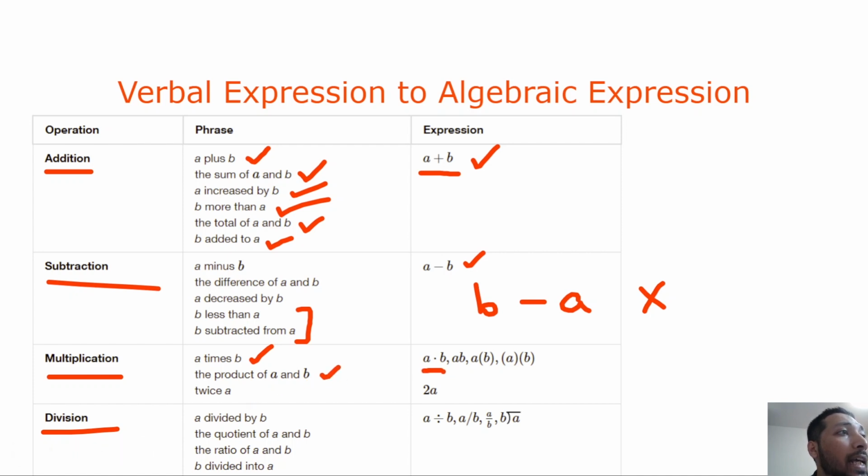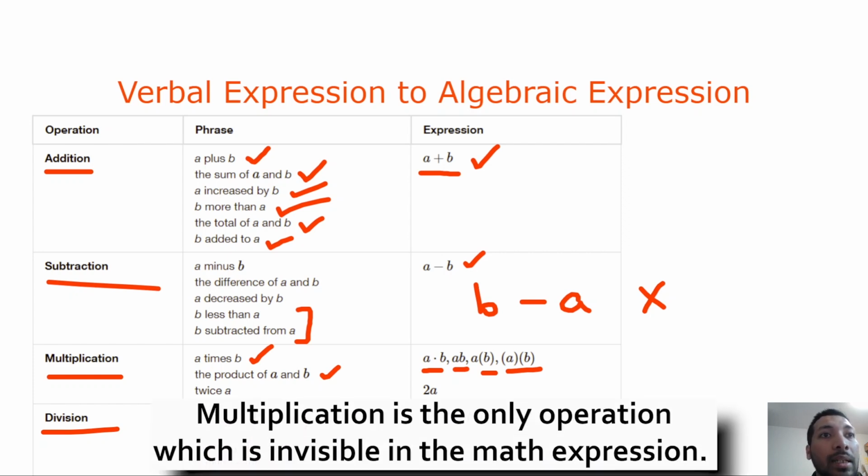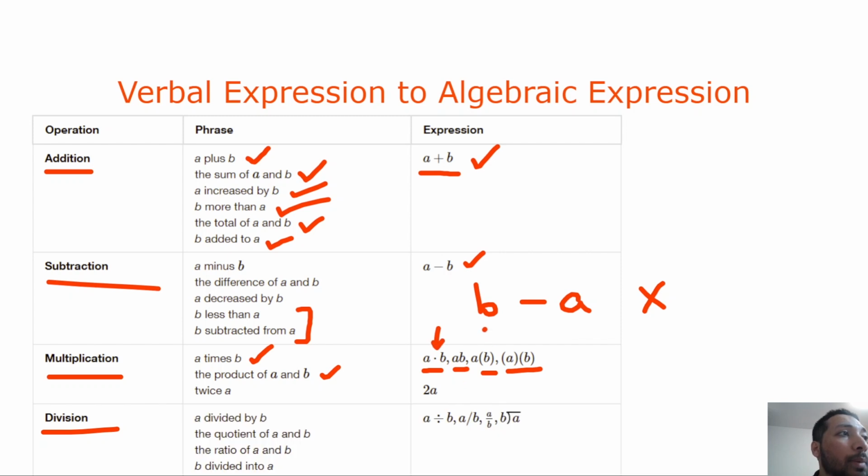This represents as a dot b or ab or a parenthesis b, or within parenthesis a times within parenthesis b. All these are representing same as a times b or the product of a and b. Now the next multiplication we have is twice a. We can write this as 2a. Now you can see that multiplication is the only operation which is not shown in the algebraic expression or equation. So instead we just keep it invisible, or we can also use dot to represent this multiplication or this parenthesis, but we don't write this as a times b, because this multiplication operation can get confused with the variable x. So that's why we just keep this operation invisible.